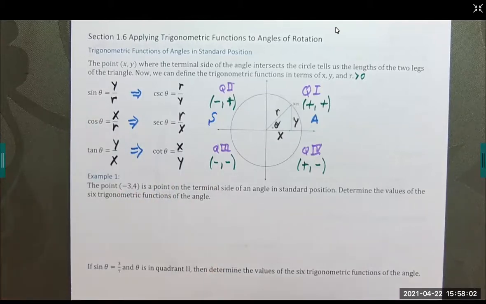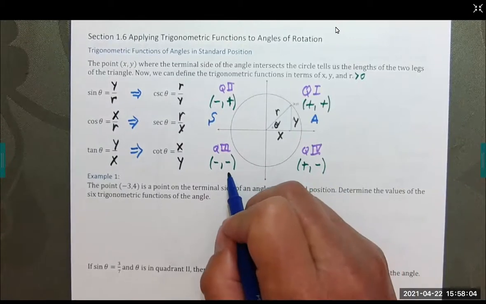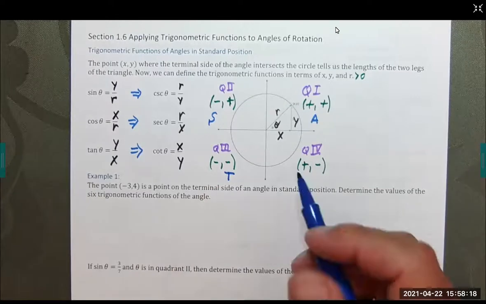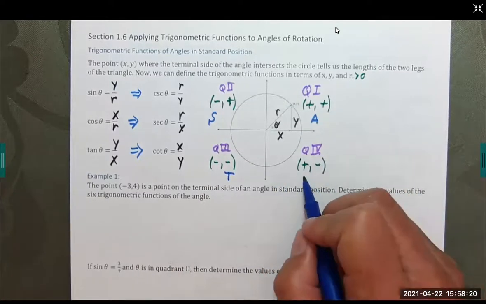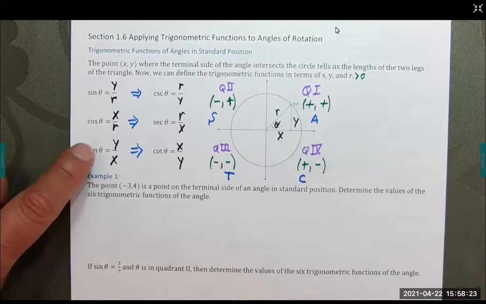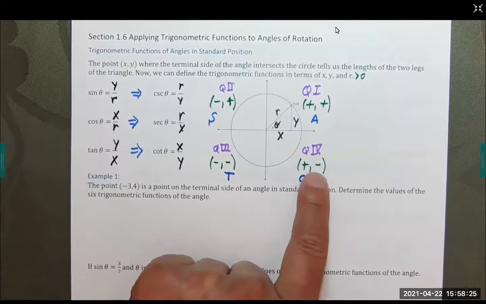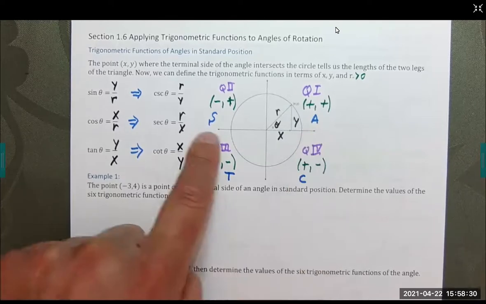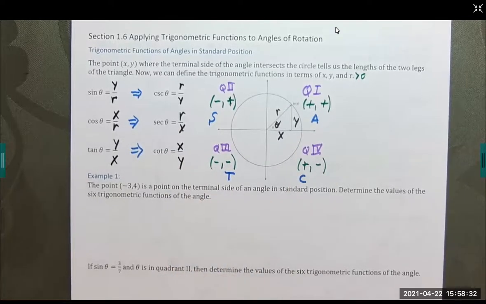In quadrant 3, tangent is the only thing that's positive. Tangent and cotangent, its reciprocal. The reason is that both x and y are negative, but a negative divided by a negative is a positive. So only tangent and its reciprocal are positive. And in quadrant 4, only cosine is positive because cosine has to do with the x. You'll notice y is negative here. And this can form an acronym: All Students Take Calculus. Some people use that to remember it, if that's helpful for you.